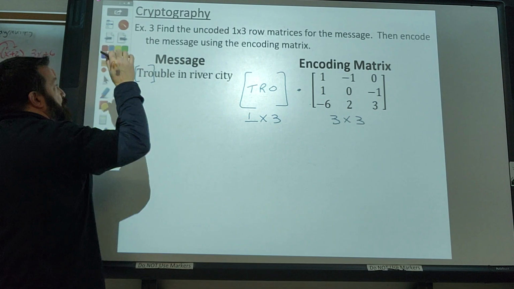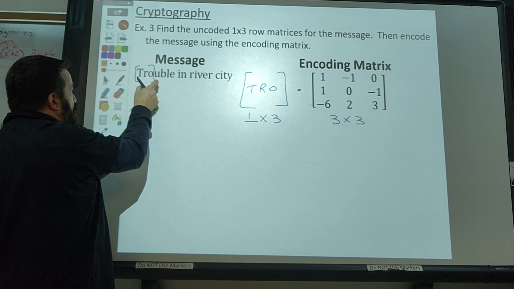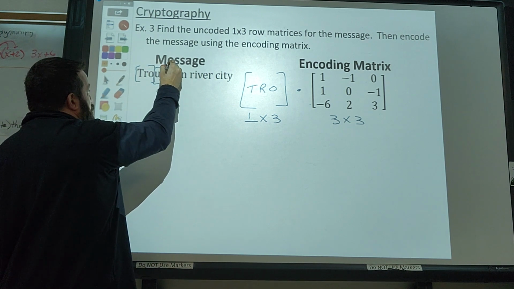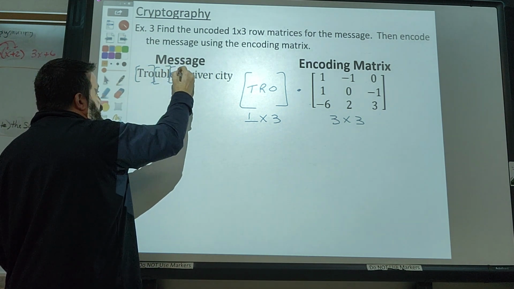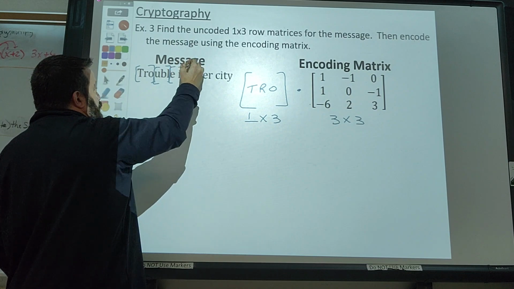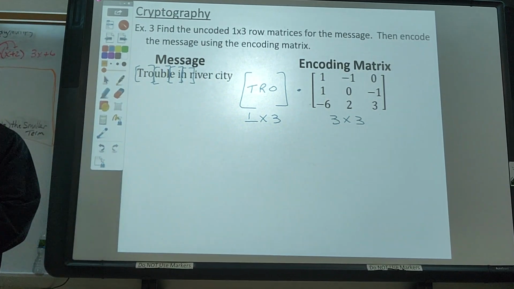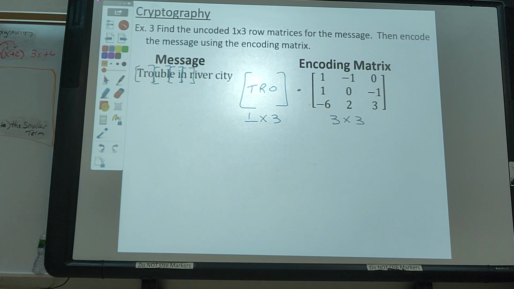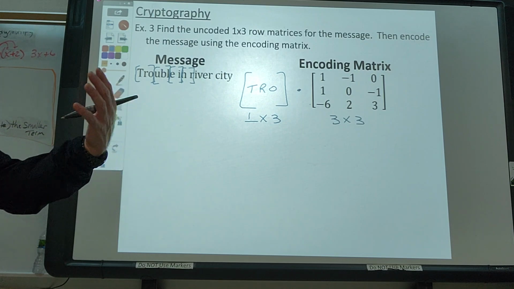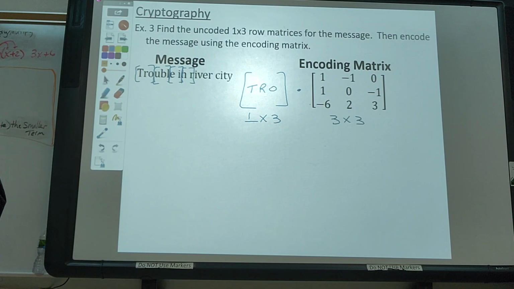So I'm going to have to break this down into TRO, and then the next part would be UBL, and then the next one would be E space I, N space R. So you're breaking it into chunks of 3. Again, this is something that the person you're sending the message to would know. You wouldn't tell anybody else because you're going to get these strings of numbers. You're going to code it, and then you're not going to have the brackets there anymore. And the person that receives it, they would decode your message.